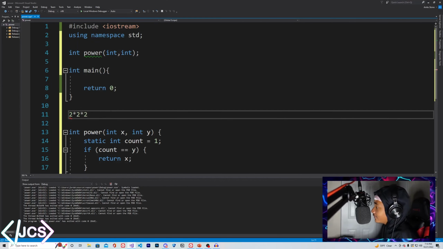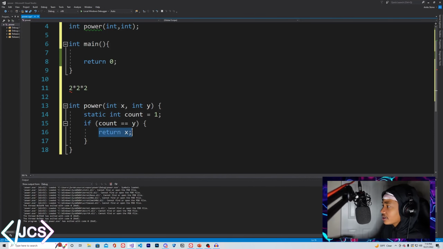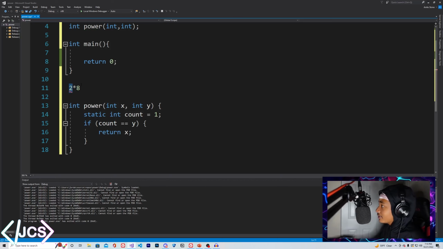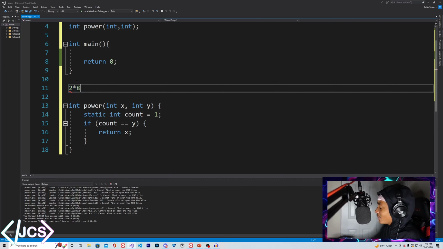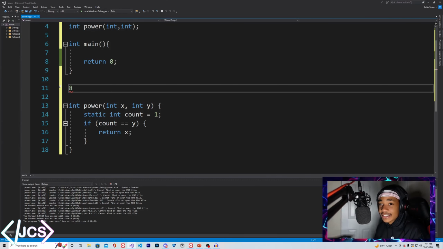So it's definitely count equals 1. Now if count equals y, you're going to return x. We're going to return 2. So this equals 2, and then it multiplies itself by this, which then cancels that out and makes this equal 8, and then it's 8 times the parameter, which I'm sorry, not 2. Wow, 4 times the parameter, which gives you 8, right? You understanding me so far?